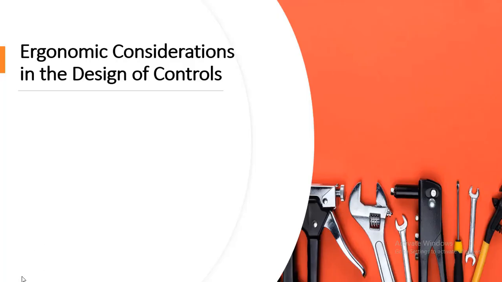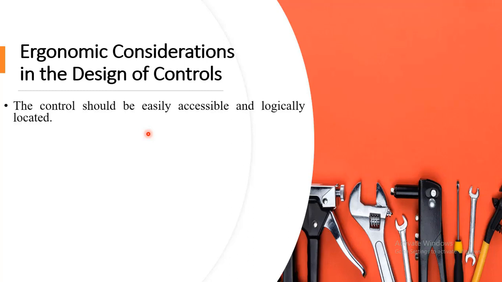Now our next point of discussion is ergonomic considerations in the design of controls. While designing or positioning the controls, what ergonomic aspects do we have to consider? We will discuss one by one. The first one is the control should be easily accessible and logically located. We have to place the controls in such a way that they are logically located as well as easily accessible to the person who is working on that particular machine.